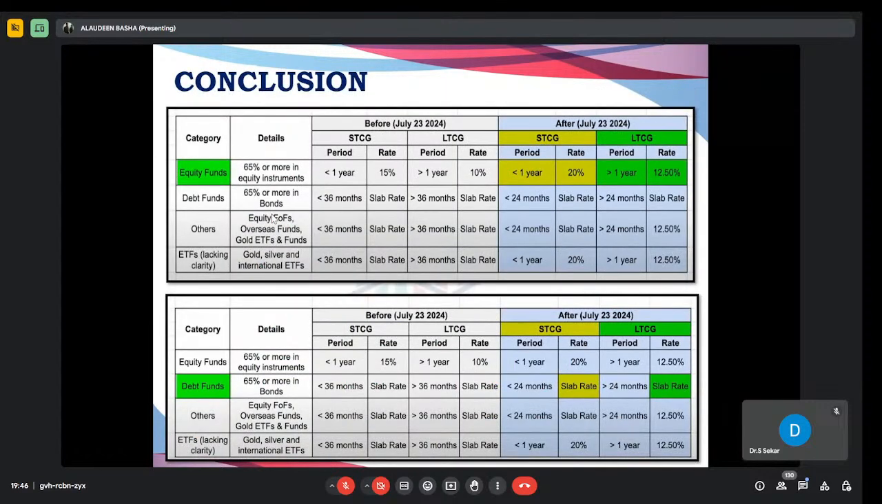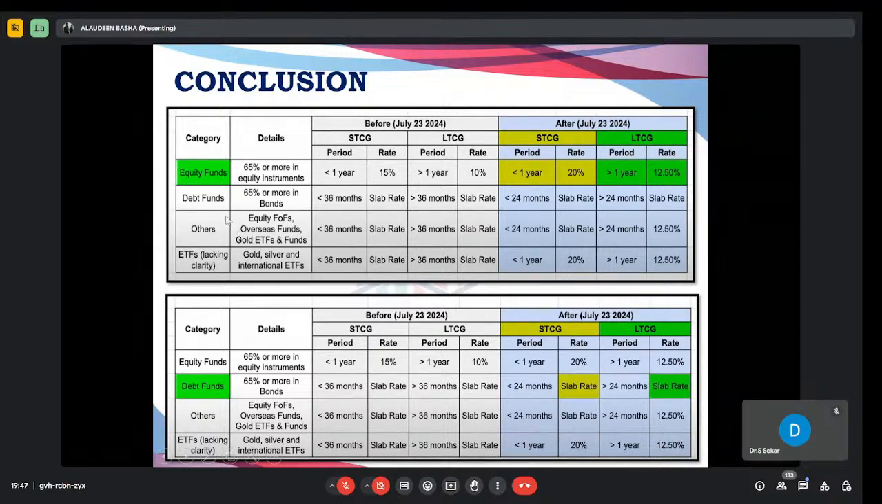Okay. Now the conclusion of the income tax exemption and income tax slab as per 2024. In equity funds, 65% or more in equity instruments is called an equity fund. Short-term capital gain, for less than 1 year, was 15% before 23 July, and long-term capital gain was 10%. But after July 2024, both STCG and LTCG were revised. Short-term capital gain changed from 15 to 20%, and long-term capital gain changed from 10 to 12.5% in equity funds. Clear?